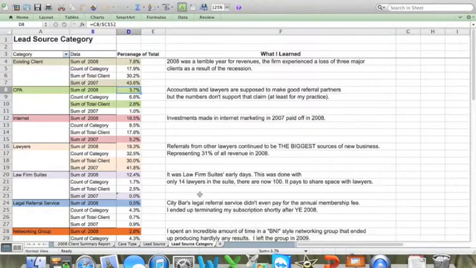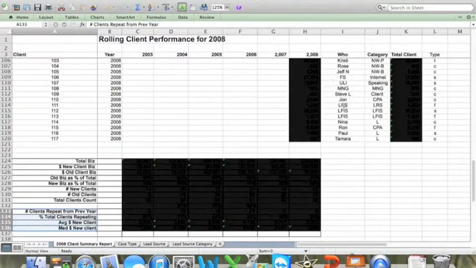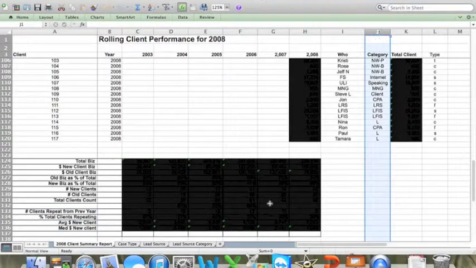So the last tab that we're going to look at is the lead source category tab or report that I run. Now for my practice, this tends to be where I get the most valuable information about the performance of my firm's marketing channels. And if you remember in the first video, I told you that I group every individual lead source into one of 12 categories. And if you recall, I do this in column J on the first worksheet tab.